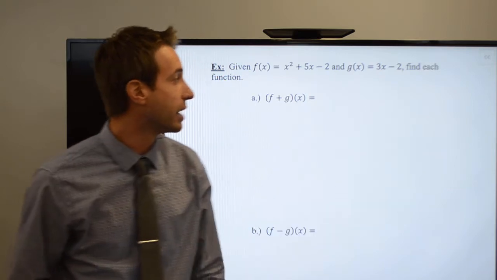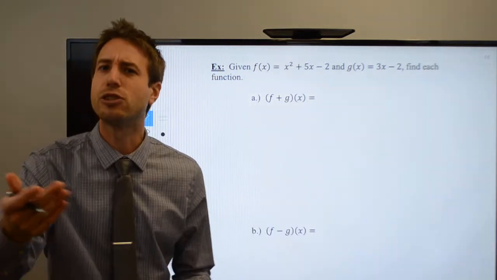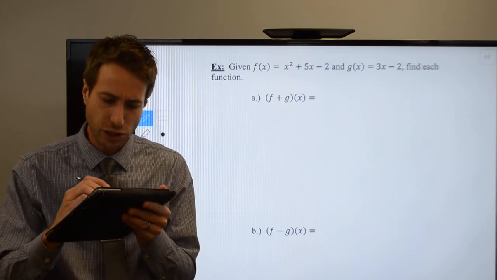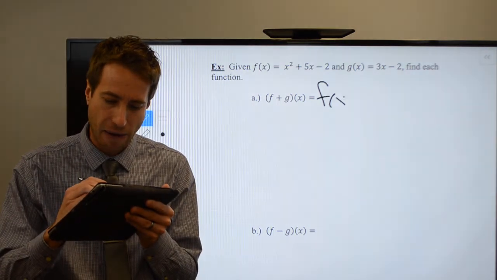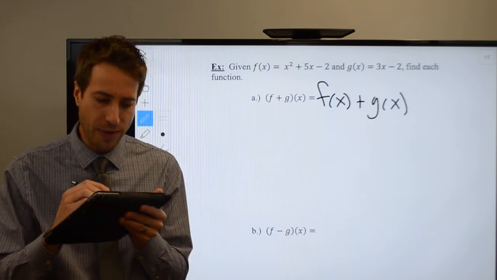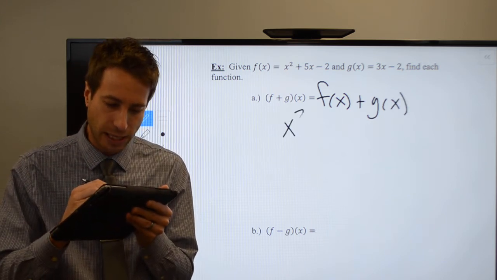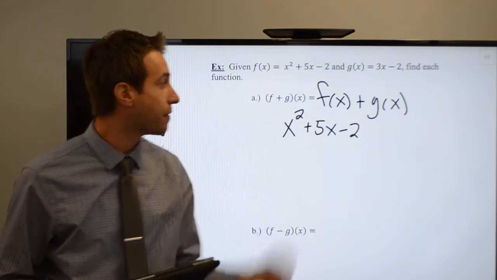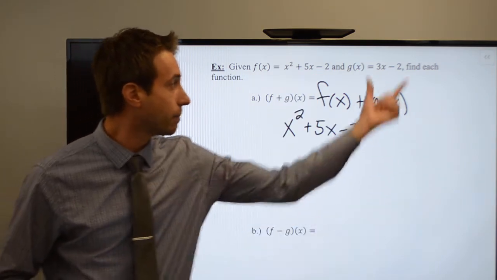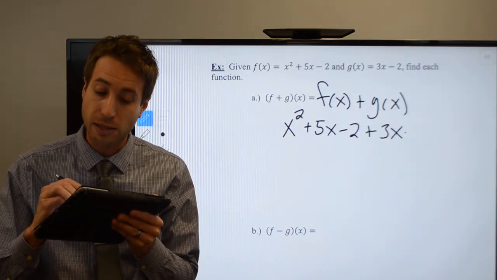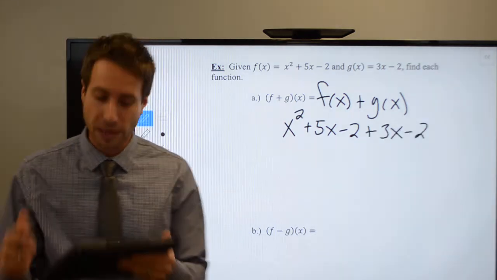My variable is x. So once again, if you don't like that, the quantity (f plus g)(x), you could just simply rewrite it as f of x plus g of x, right? And again, what that means is I'm taking f of x, which is x squared plus 5x minus 2, right? That's my f of x. I'm going to add to it my g of x, so plus 3x minus 2. Combine like terms if you have any.